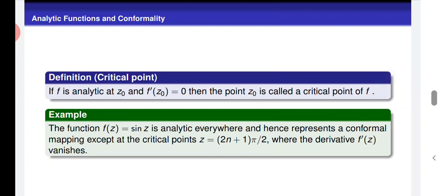Now we are going to define a critical point. If f is analytic at z0 and f dash of z0 is equal to 0, then the point z0 is called a critical point of f. We have an example on it. The function f of z equal to sin z is analytic everywhere and hence represents a conformal mapping except at the critical points z equal to (2n plus 1) pi by 2, where the derivative f dash z vanishes.